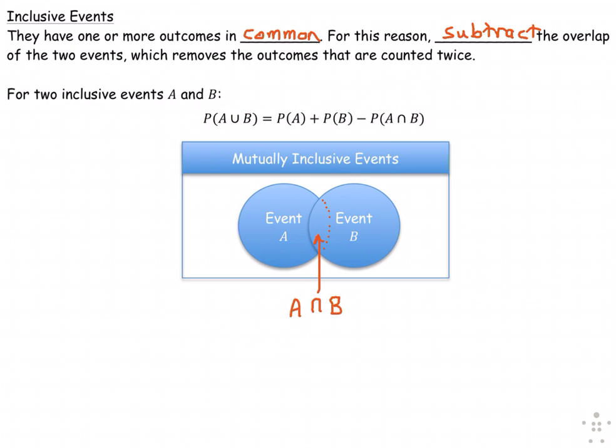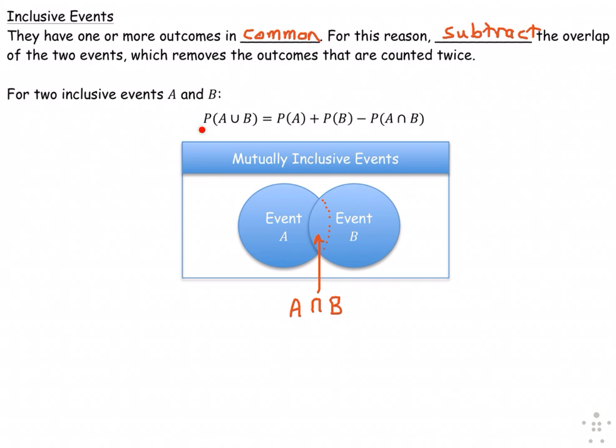Inclusive events, on the other hand, do have one or more outcomes in common. Therefore, you must subtract the overlap of the two events. So then, that prevents those outcomes from being counted twice. So if you have event A, it's overlapped with event B. So when you add A with B, you're counting the elements in here underneath as part A, and over here on top, part B. They're counted twice, but you only need to count them once.